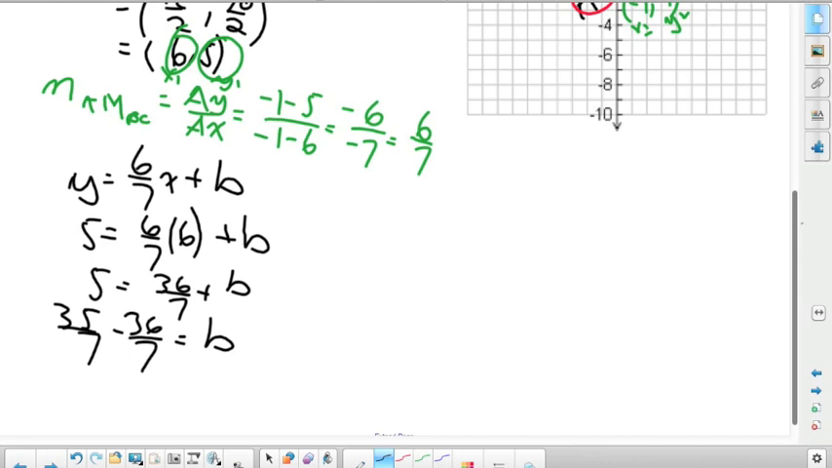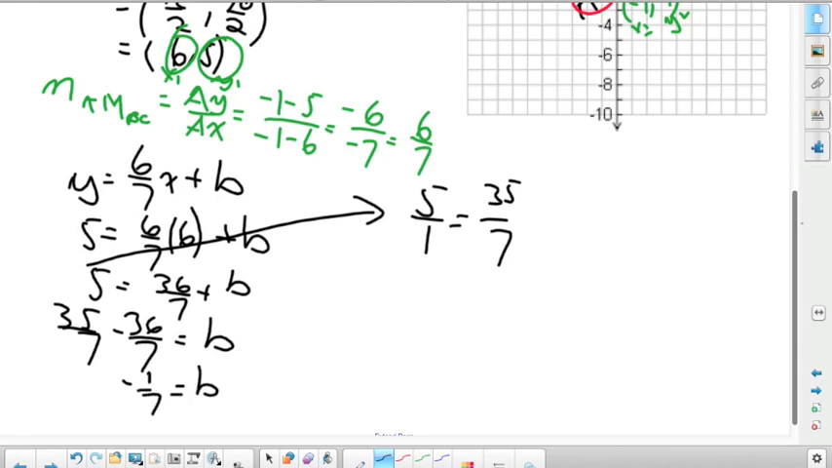Where did the 7 come from under the 35? I converted that 5 over 1. So this is 5 over 1, but I need a common denominator of 7, so I got 35 over 7. Multiply both top and bottom by 7. So here I got negative 1 over 7 is equal to b.